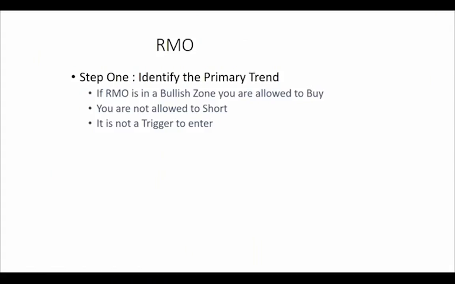If it's bearish, obviously you reverse the rules. If it's in a bearish zone, you're allowed to short. You're not allowed to buy because you don't want to buy into weakness on the overall trend, and it's still not a trigger to enter, okay? Any questions so far? Let me know if you have questions. This should be very, very straightforward. If you don't understand what I'm talking about, I am failing in terms of explaining it to you properly. So please let me know if you do have questions.